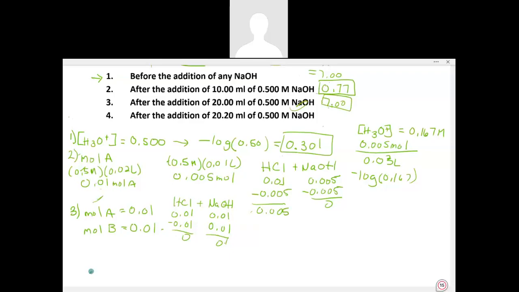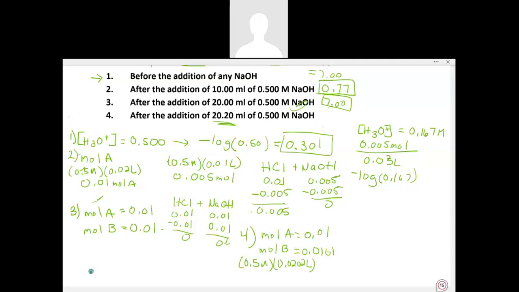All right, so now at 20.2, we're going to see a little bit of excess base. So let's calculate our moles of acid, which will be the same, so we don't need to redo that. Now moles of base, we're going to have slightly more. This is going to be 0.0101. And I got that by multiplying my molarity, 0.5 molar, times my new volume, 0.0202 liters.